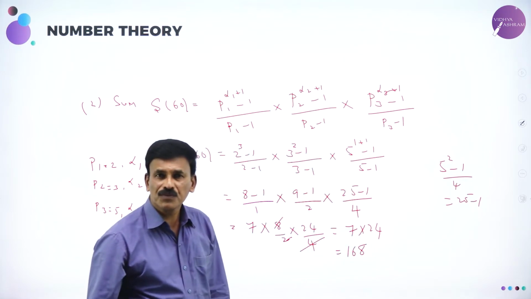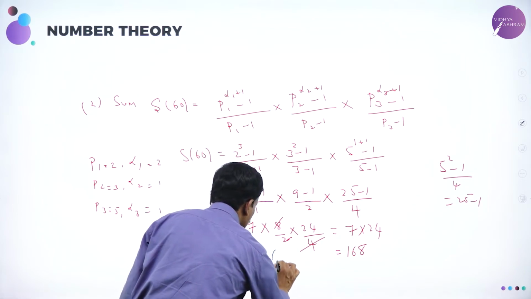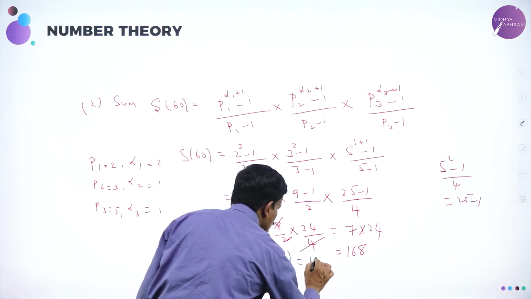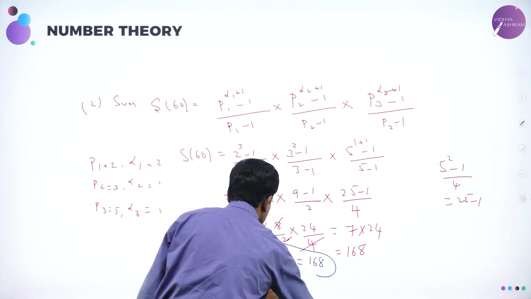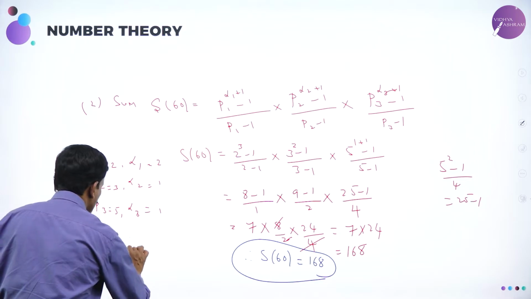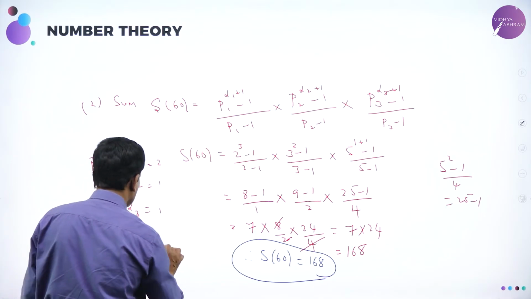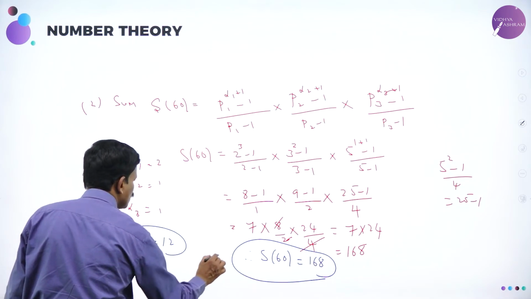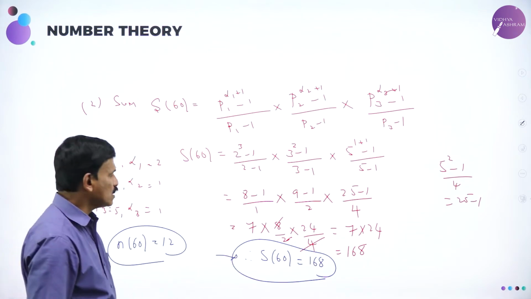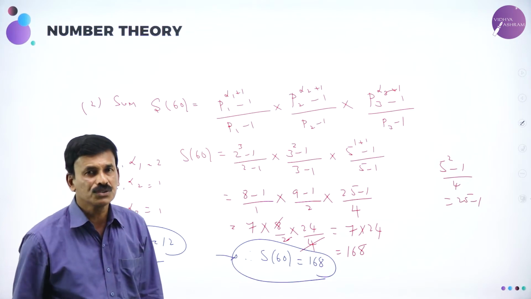So, therefore, the sum of all positive divisors of 60, S of 60, is equal to 168. So, what is the number of positive divisors of 60? 12 positive divisors, whereas the sum of positive divisors is 168. This is how we are going to simplify.